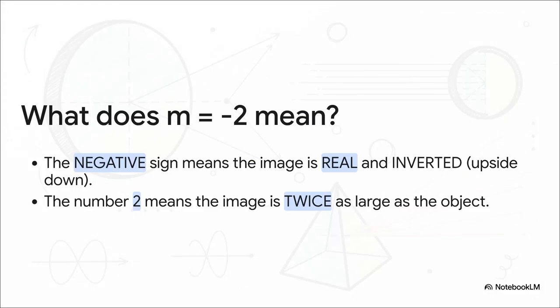So let's decode it. The negative sign tells us the image is real and inverted. Inverted just means it's upside down. Real means you could actually project it onto a screen because light rays are physically meeting at that spot.